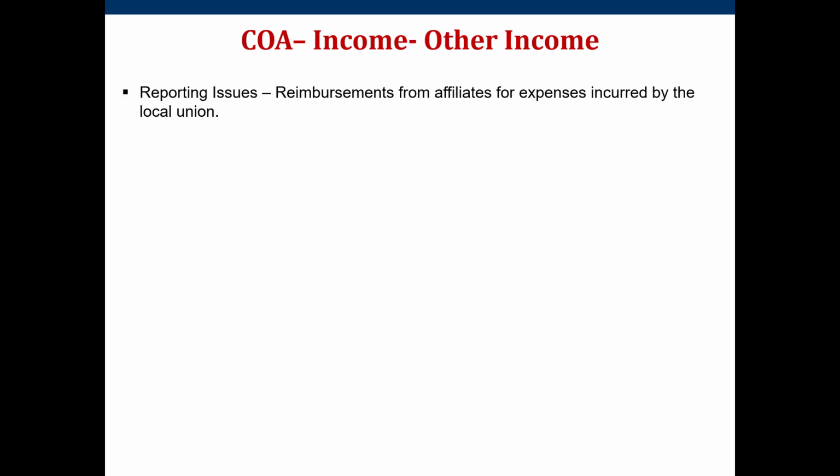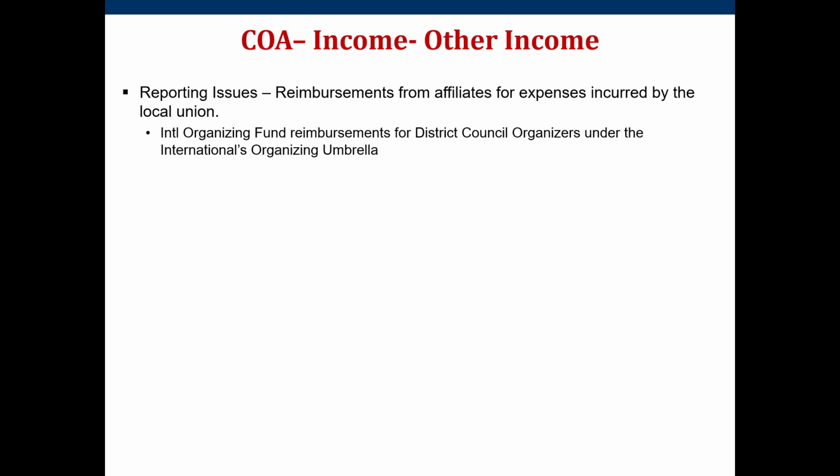Another item that would be included in this group of other income would be the receipt of reimbursements from affiliates for expenses that have been incurred by the local union. For example, International Organizing Fund reimbursements to the local union for district council organizers that are on the local union payroll but under the International's organizing umbrella. The local union would pay the salaries, per diem, fringe benefits, and travel costs for the district council organizer, and the International would reimburse for these amounts.